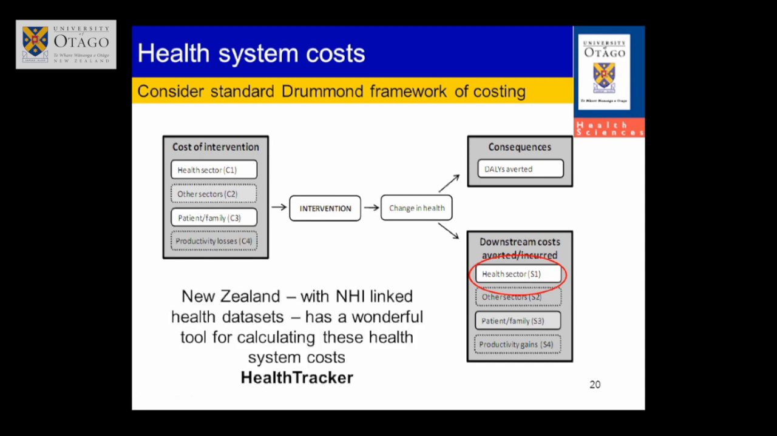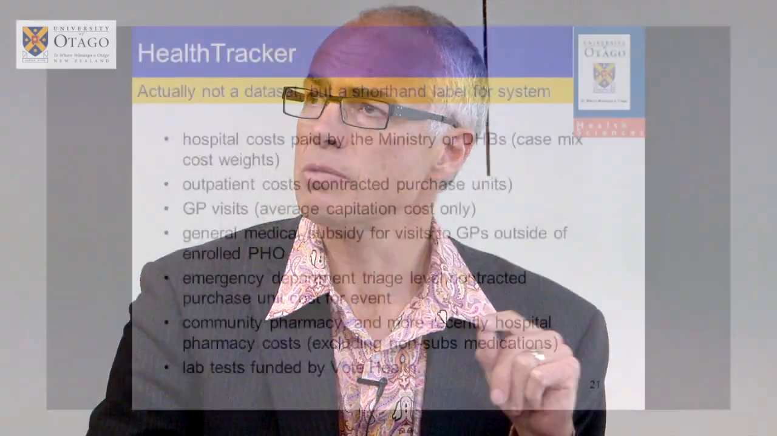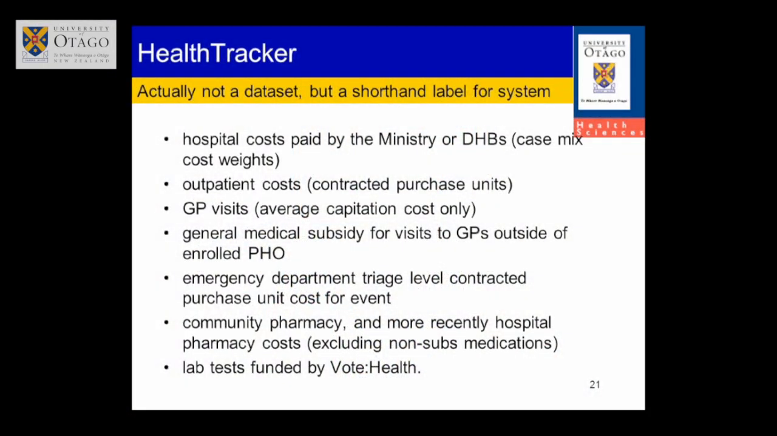And we've got Health Tracker, which essentially is a wonderful tool, a wonderful data set, linking together all these types of data sets using the NHI number. Don't tell the Privacy Commissioner, but it's actually a population registry. And for each one of these events, people like Craig Wright, Anna Davies, and others in PHI at the Ministry of Health have linked the cost to them.